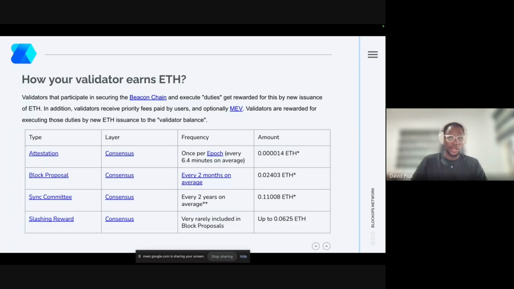How does your validator earn ETH? I'm very sure most persons really want to see this part. This is a breakdown of how your node earns ETH. You have attestation, that's on the consensus client. You have block proposal, that's on the consensus client. You have sync committee, that's also on the consensus client. Slashing reward, consensus client. But in total, all of these rewards end up at around 4% to 5% or 7% yearly. So this is really what it is.